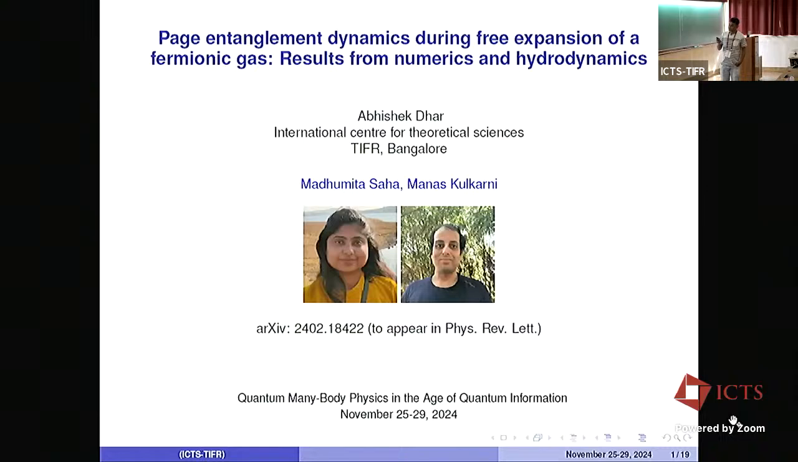The talk is about a very simple non-interacting system of a fermionic gas freely expanding. And the motivation, at least one of the motivations, was to understand the Page curve in black hole evaporation. So that was the motivation. I'll try to explain a bit. And we have some results from exact numerics and hydrodynamics.